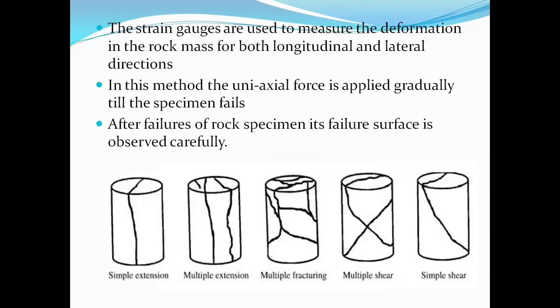Look at here. The strain gauges are used to measure the deformation in the rock mass for both longitudinal and the lateral direction, as I said. But in the latest setups, this has been replaced with automated deformation detector sensors. So in this method, uniaxial force is applied gradually till the specimen fails. Next, after the failure of the rock specimen, its failure surface has to be observed very carefully, because of how exactly the failure is going to take place.